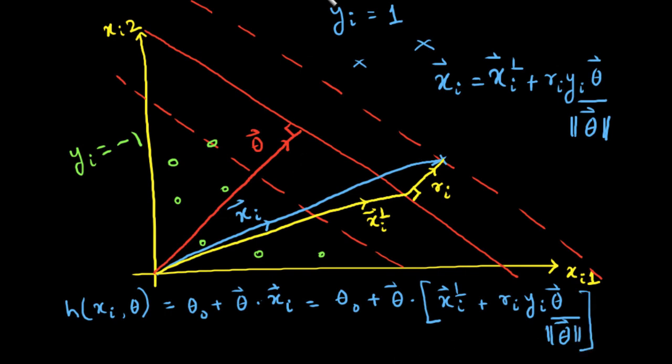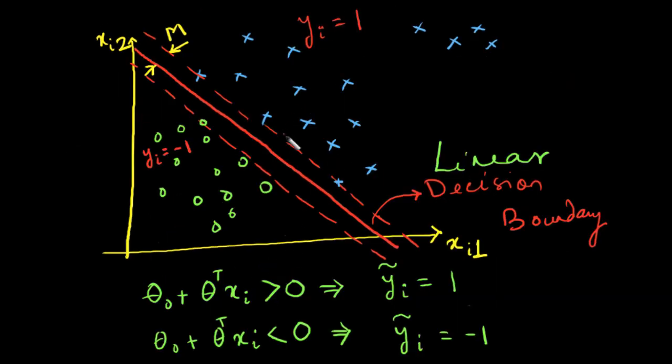Now see, our hypothesis function was designed so that for points lying on this side of the decision boundary, this hypothesis function would be positive. So this is our hypothesis function. And for points lying on this side of the decision boundary, the hypothesis function would be negative. So what does that mean? For points which lie on the decision boundary, this hypothesis function would be exactly equal to 0.